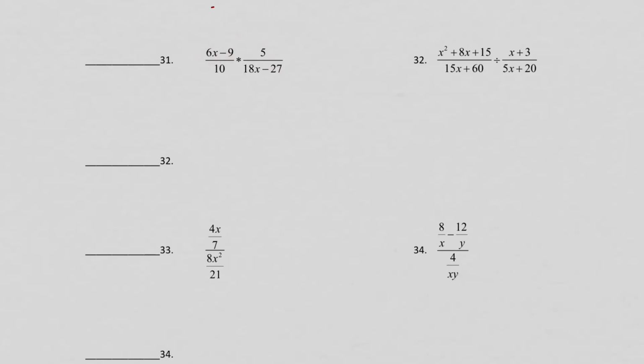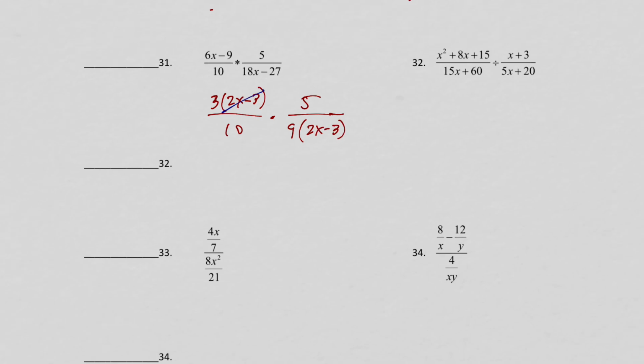Okay, when we're multiplying, I'm going to factor before I do anything, so I'll take out a 3 out of the top, and we'll have 2x minus 3 over 10 times 5 over, I'll take a 9 out, and we'll have 2x minus 3. So then I can start canceling. These 2x minus 3's cancel.